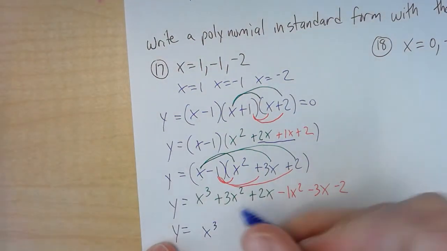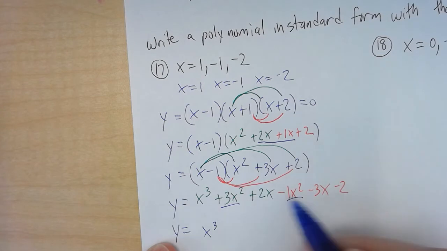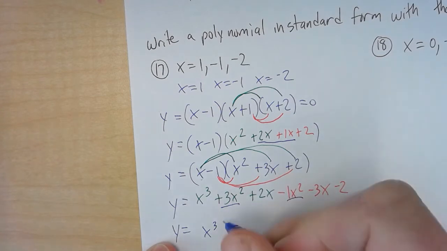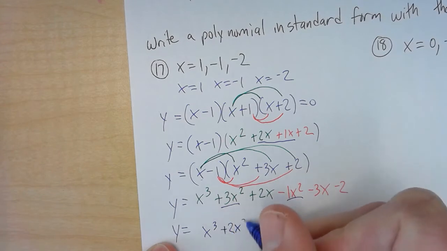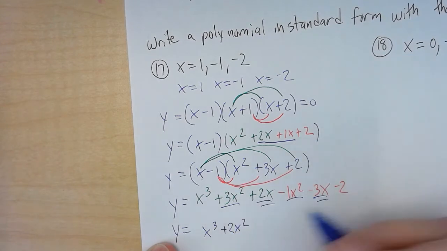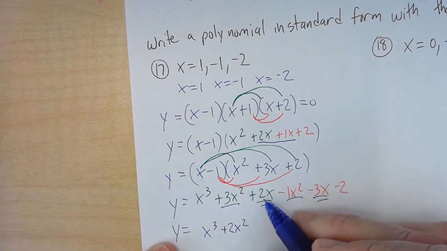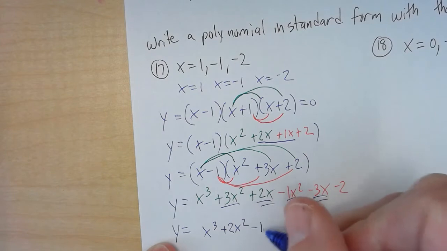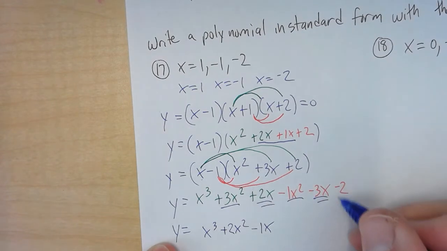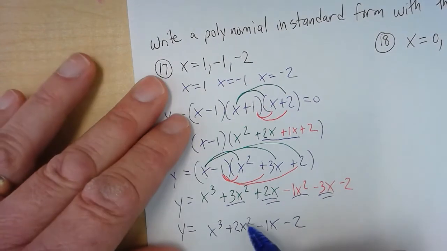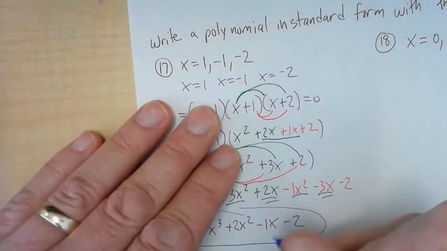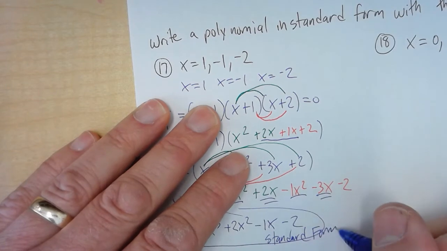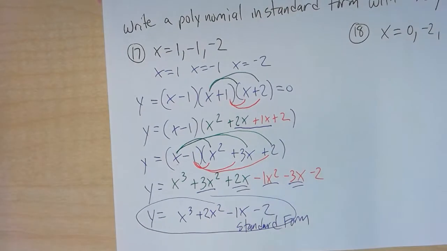X cubed. Squareds go together. 3 things minus 1 thing would be 2. Okay. Negative 3x's and positive 2x's. Negative 3 plus 2 would be negative 1. So negative 1x, or just negative x. And then this by itself drops down. So this is in standard form, right? Okay, so there's the standard form polynomial.